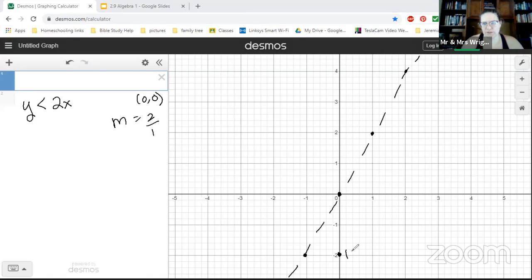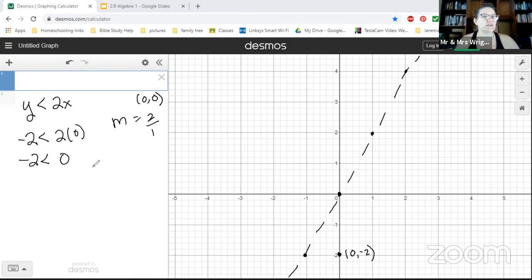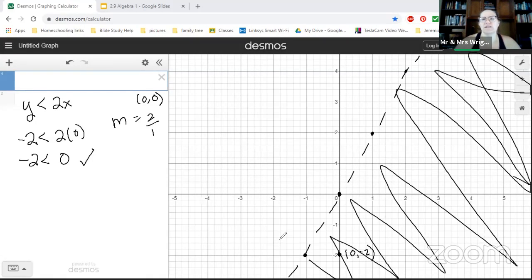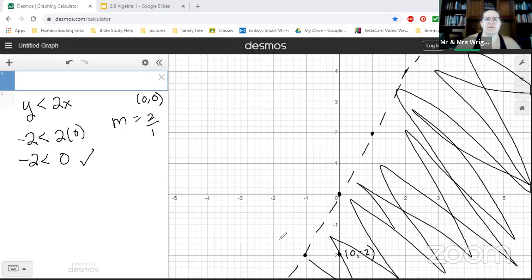This is coordinate 0, negative 2. So my y is the negative 2. And my x is 0. So negative 2 is less than 0. Is that true? Yes or no? Is that math inequality true? Negative 2 is less than 0. Yes, that's true. And so that means I'm going to shade in this side of my graph.